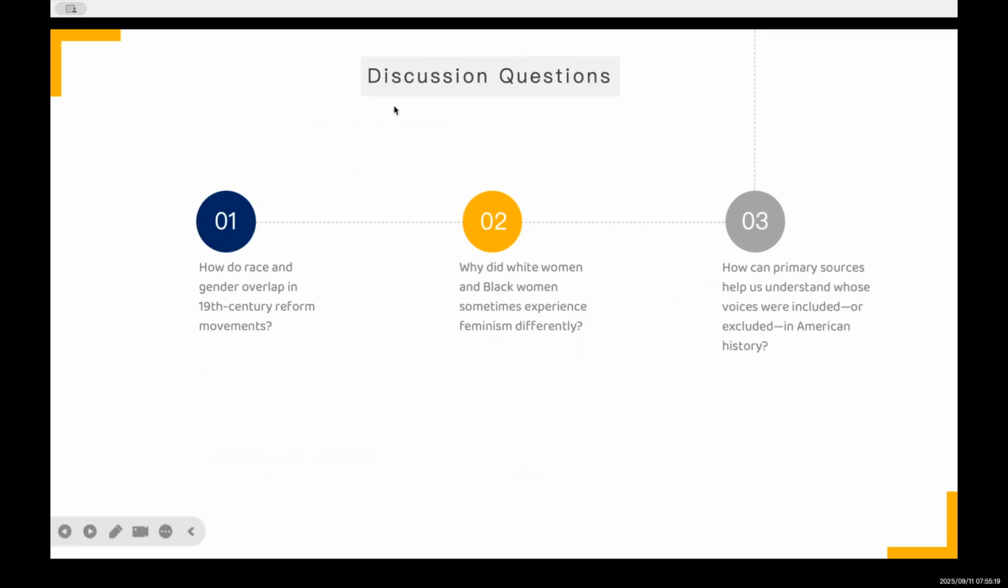And here I give three discussion questions. First, how do race and gender overlap in 19th century reform movements? The second is why did white women and black women sometimes express feminism differently? The third is how can primary sources help us understand whose voices were included or excluded in American history?